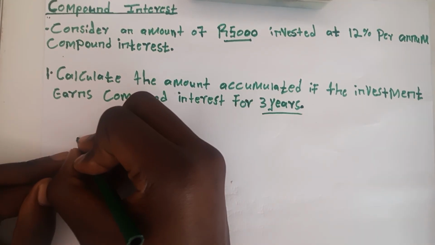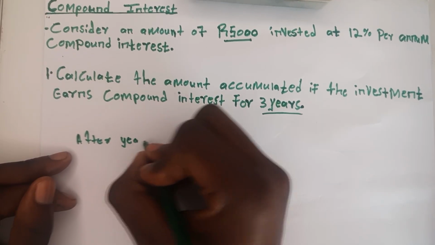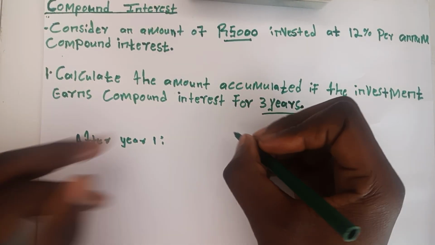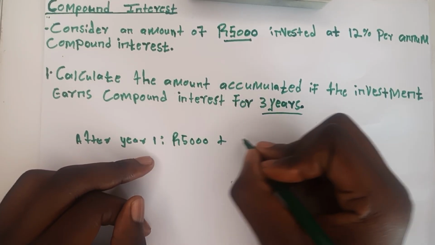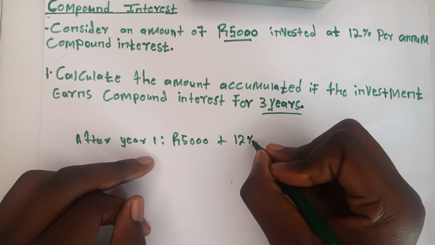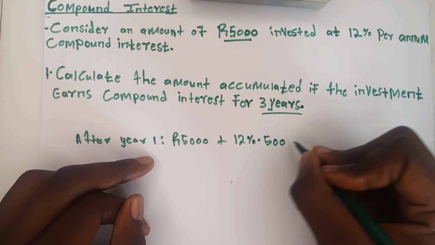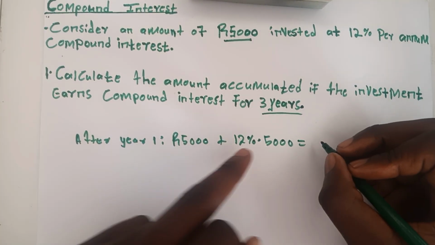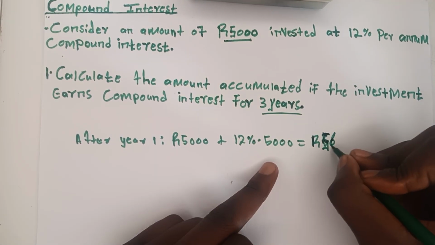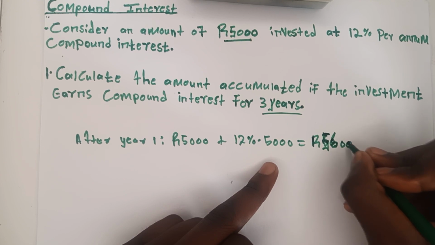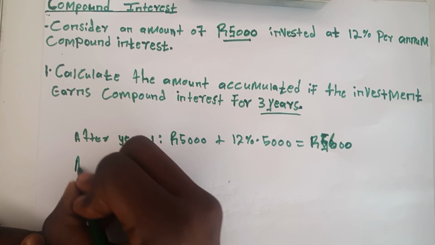So let me first use the manual method so you can see something here. For the first year, after year one, they are going to take that 5,000 rand and simply add 12% of that 5,000 rand. And we are going to get 12% of 5,000 rand, 600. Remember, 5,600. But check what is going to happen for year two.